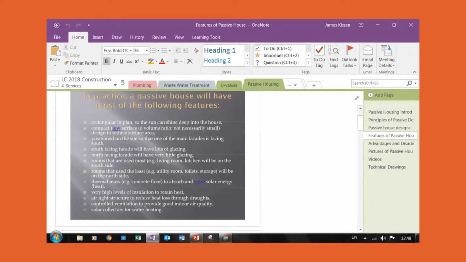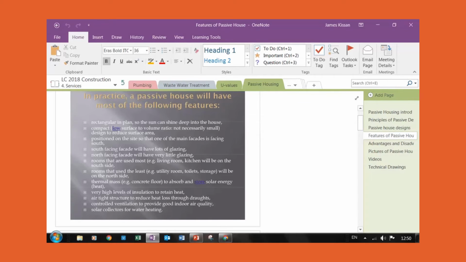Now, rooms that are used most, for example the living room and kitchen, will be on the south side. Then rooms that are least used, utility rooms, toilet, storage, are north facing. Now, thermal mass. So all of these houses will have concrete. And the reason they have concrete is to absorb the heat from the sun, so it acts as a storage heater. So if the house starts to cool down in the evening time, the heat that's in the concrete will be emitted out into the room. And that's your solar gain. And a key term that's often mentioned is thermal mass.